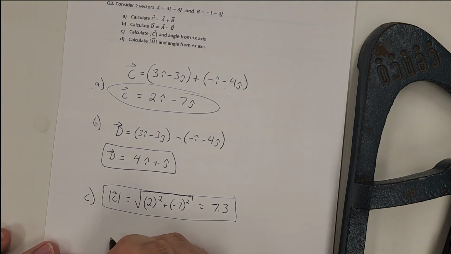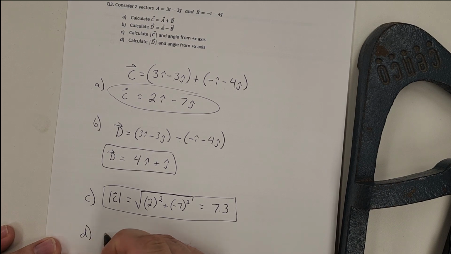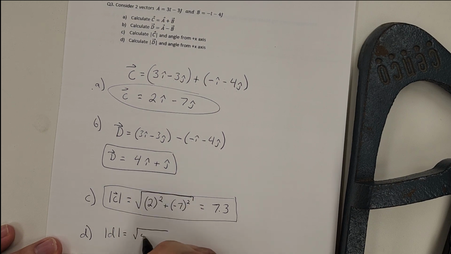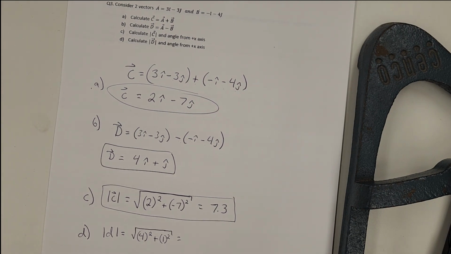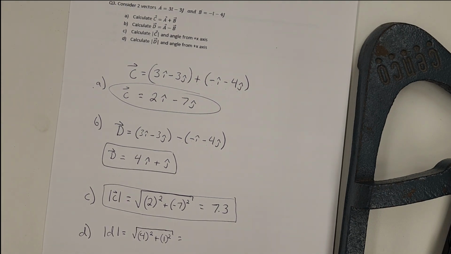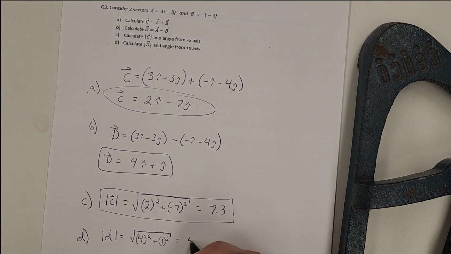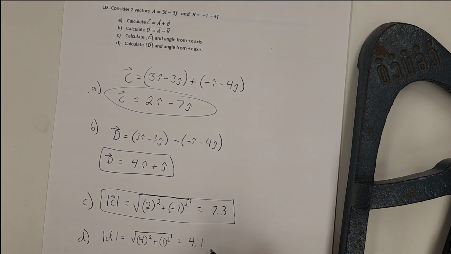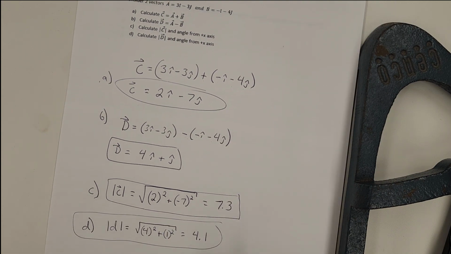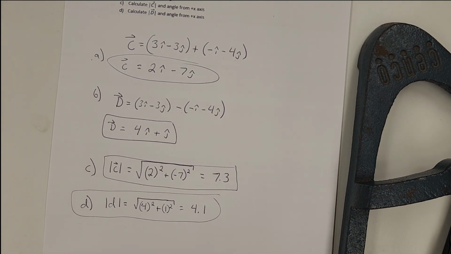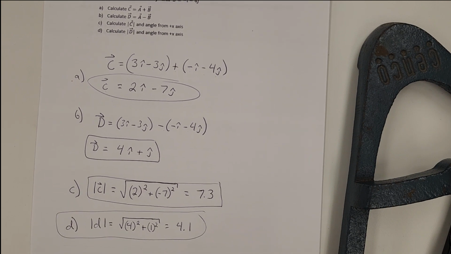And then same thing for D. We're going to calculate out what D is. So magnitude of D would be square root of the first number, which is 4 squared, plus the second number, which is just 1 squared. And for that one, we'll get square root of 17. Square root of 17 is going to give us 4.1. Okay, I'll go ahead and put it like that. All right, so that's A, B, C, D.